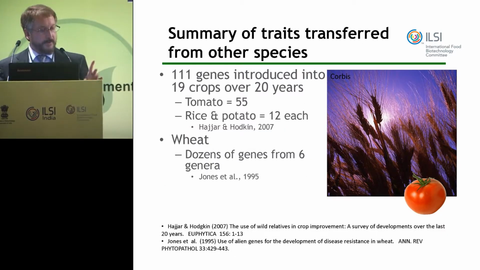And similar techniques have been used in other crops. According to the literature, over 111 genes have been introduced in 19 crops just in the past 20 years. 55 in tomato, 12 each in rice and potato, and many dozens into wheat using similar technology. So that's sort of the background information. As Dr. Datta alluded to, though, we would prefer to move one gene and one gene only and not have all the other genes that might change the way a crop looks or behaves. And that's what gets us to recombinant DNA.